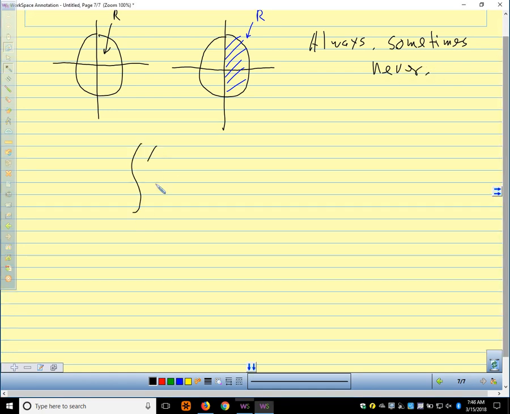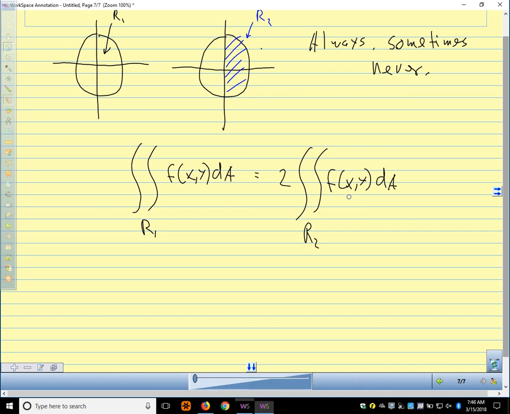The integral over our region of f of xy dA, I'll call this R1 and this R2, just so we can keep them straight, equals 2 times the double integral over R2 of f of xy dA. It's sometimes, right? You could make it true if you just have like a plane or something, because it depends on what the function above is. It depends on f of xy. If f of xy is symmetrical about that region, then yes. But if f of xy is not symmetrical about the region, you cannot do that.